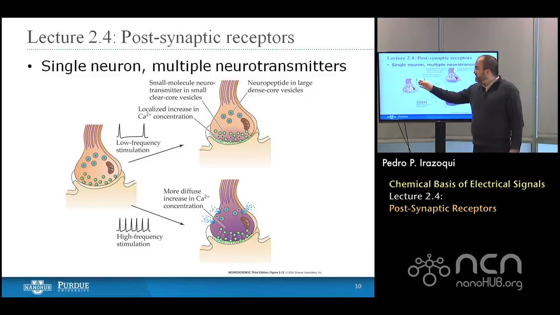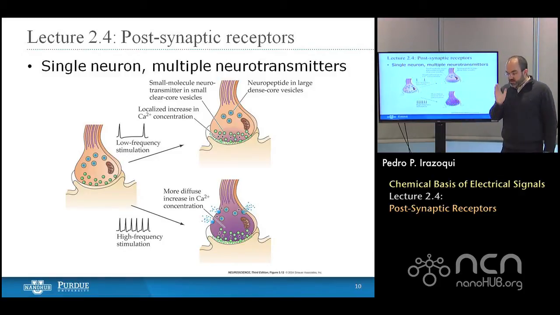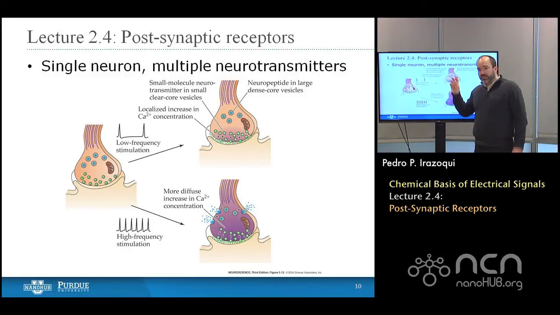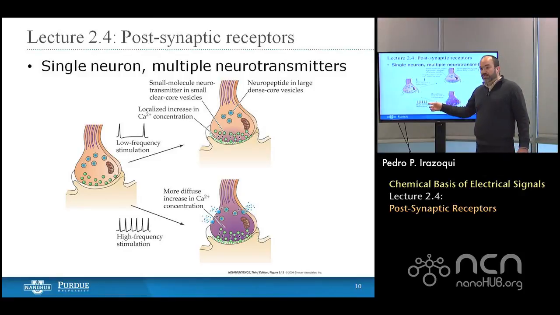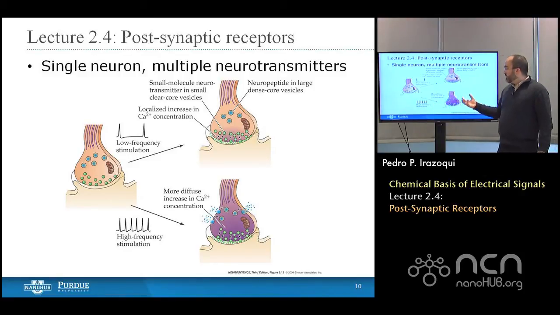And as you increase the stimulus frequency, so as you increase the frequency of the action potentials arriving at that terminal, you're going to increase the concentration of calcium not just immediately at the inner wall of the membrane, which is where most of the small neurotransmitter vesicles are packaged, but deeper in, which is where the large molecule neurotransmitters are packaged. And that means that if you have a low frequency, it's going to be a localized effect of calcium, and the small molecule neurotransmitters will be released. But if you have a high frequency, you'll have a higher concentration of calcium throughout.